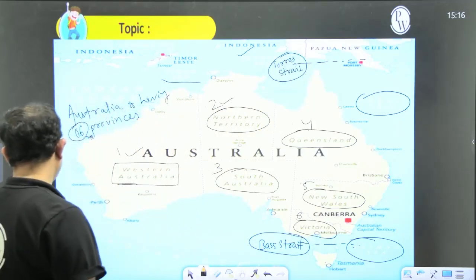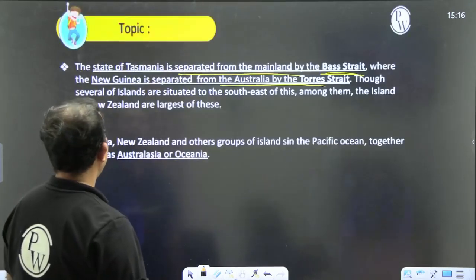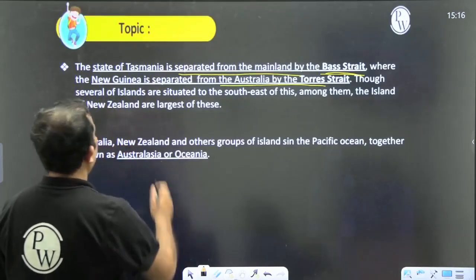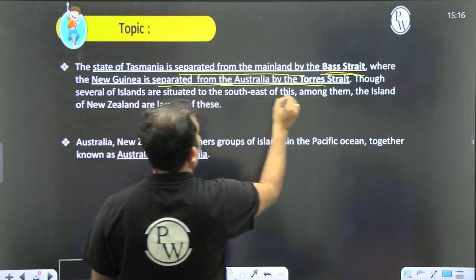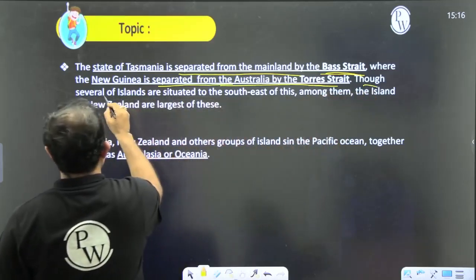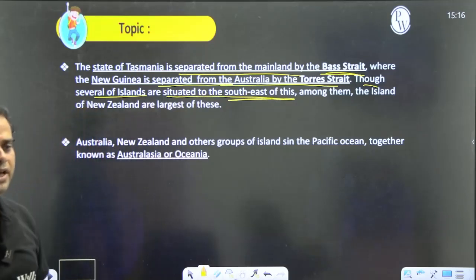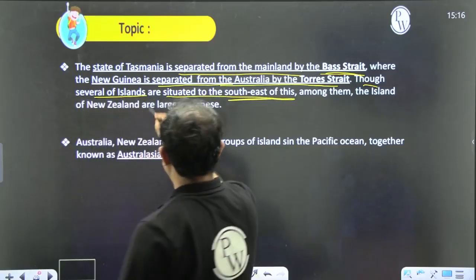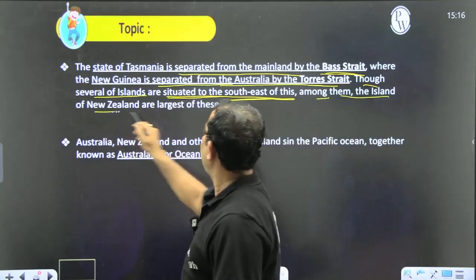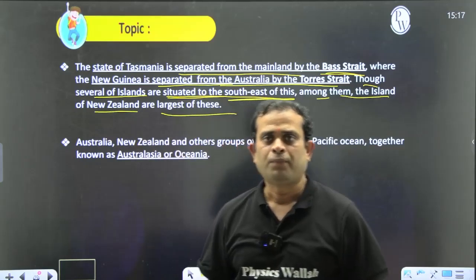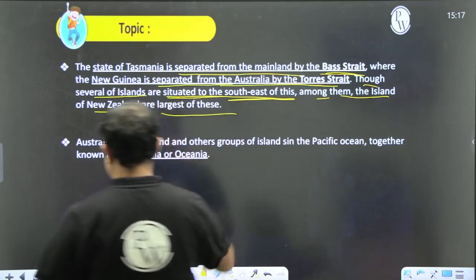Further, let's see. New Guinea is separated from Australia by the Torres Strait. Though several islands are situated to the southeast of this, there are many islands. Among them, New Zealand is the largest. You can see it here again.